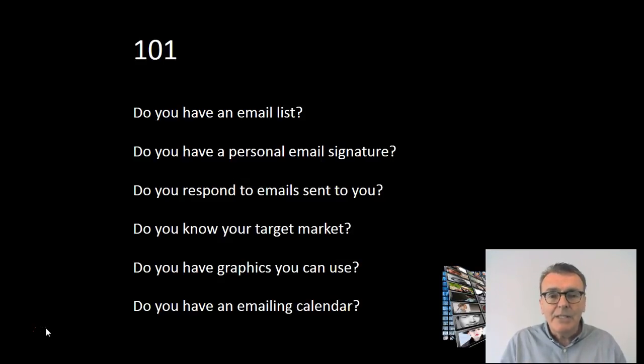And the last question on this 101 slide is, have you thought about a calendar? A calendar means that you're going to email once a week. You're going to email once every 2 weeks. You're going to email once a month. Just to think about that idea of a calendar, how often you are going to email people with news about your book. Okay, so let's move on to the next slide and get moving.